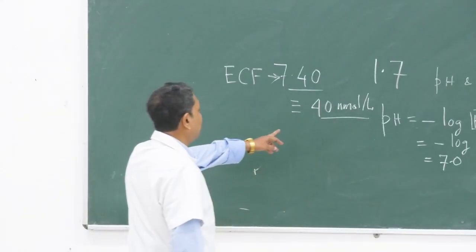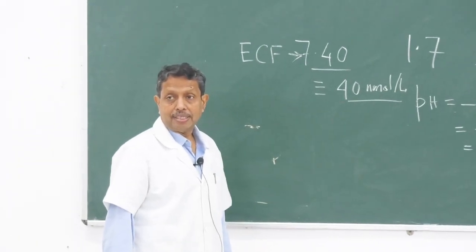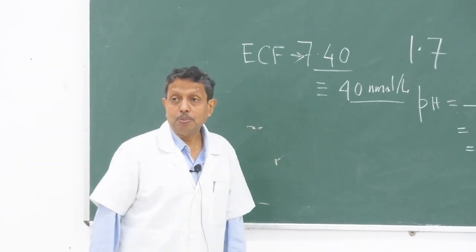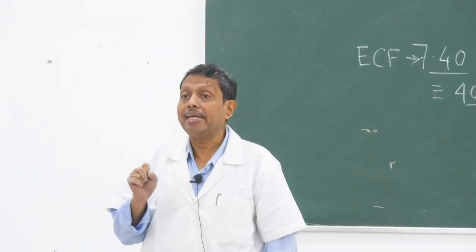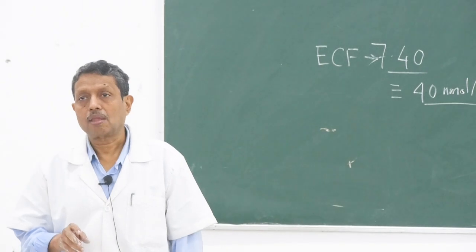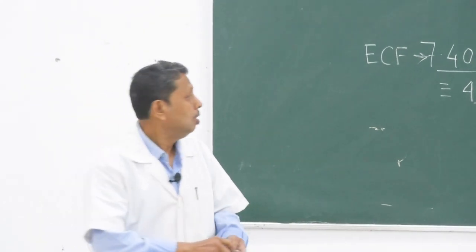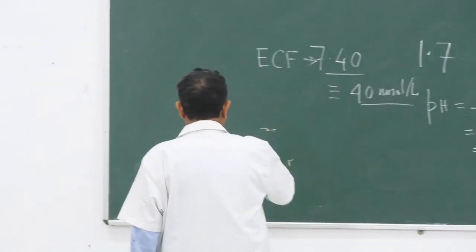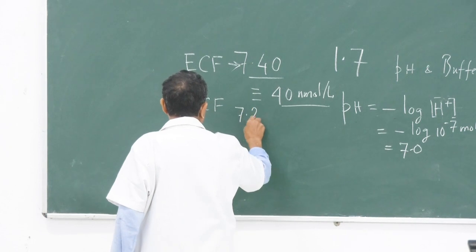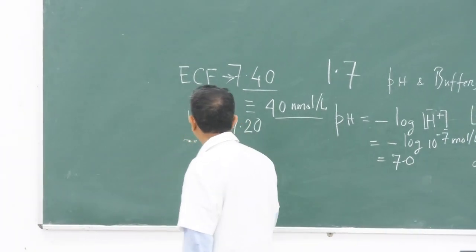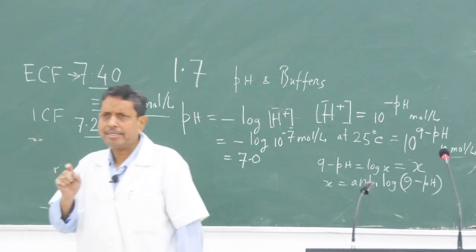So you can see 40 nanomole per liter. Now the pH of the body fluid is rigidly maintained. Intracellular pH is to some extent lower. In intracellular fluid in general, it is 7.20, and it is rigidly maintained.